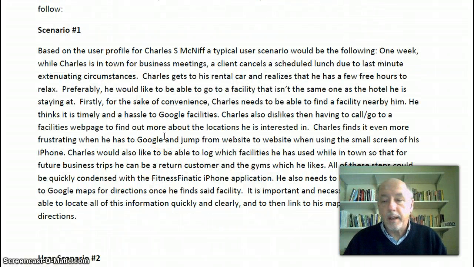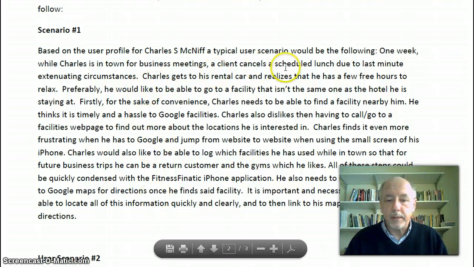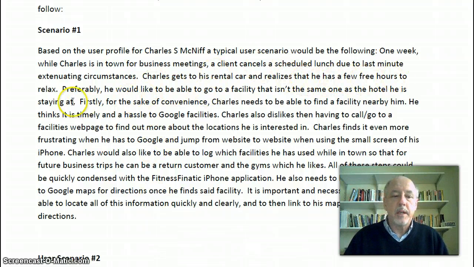So the difference between a profile and a scenario: the profile is about the person, and the scenario is about the use of a particular one of your deliverables, right? So here we have this Charles getting into his rental car, realizing that he has a few hours to relax. He'd be able to go to a facility that isn't the same one as the hotel he is staying at. So here's a very specific scenario saying the app is going to be used by people who are out of town and need to find a place to work out. That helps everyone involved in the project understand who the audience is.